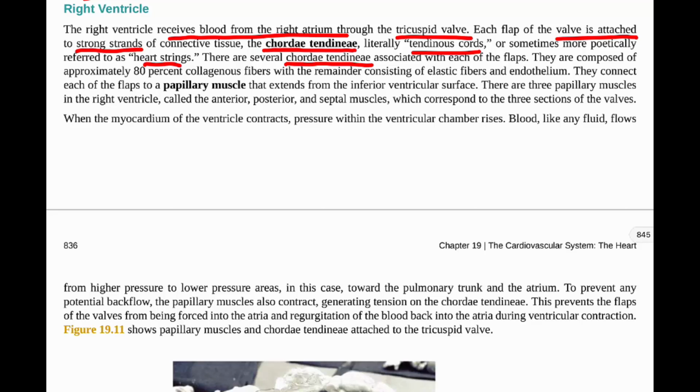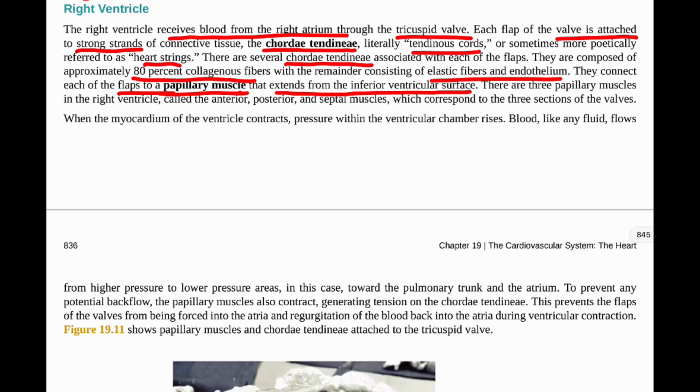They are 80% collagenous fibers and then elastic fibers and endothelium. So we have these strong but stretchy fibers that go from our cusps and are attached to these papillary muscles. And these papillary muscles extend from the inferior ventricular surface. Okay, so inferior, the bottom part of the ventricle. There are 3 papillary muscles on the right ventricle called the anterior, posterior, and septal muscles that correspond to those 3 sections of the valves.